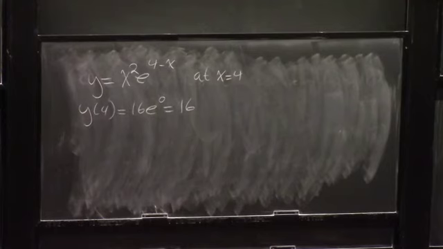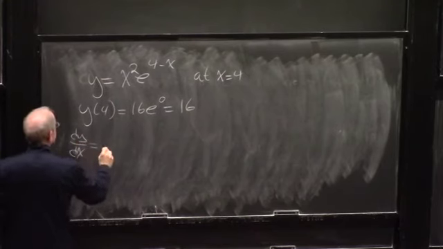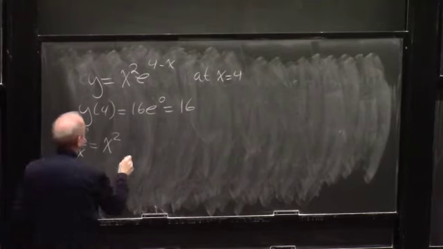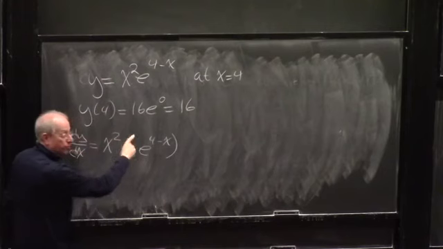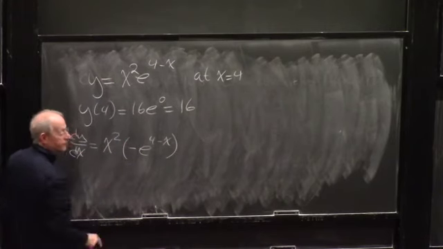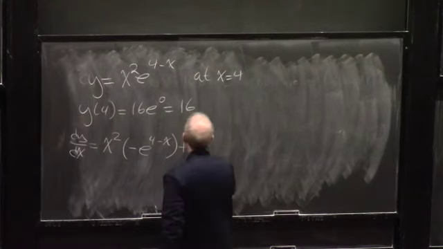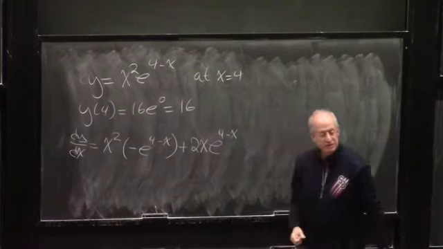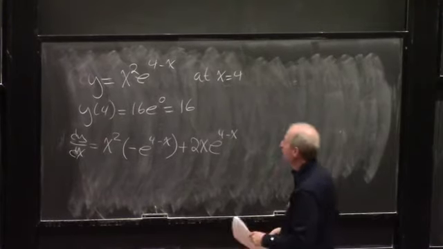And we need a derivative. dy/dx is x squared times the derivative of e to the 4 minus x, which is minus e to the 4 minus x, because this is e to the 4 minus x times the derivative of 4 minus x, plus 2x e to the 4 minus x. Now we do this at x equals 4.